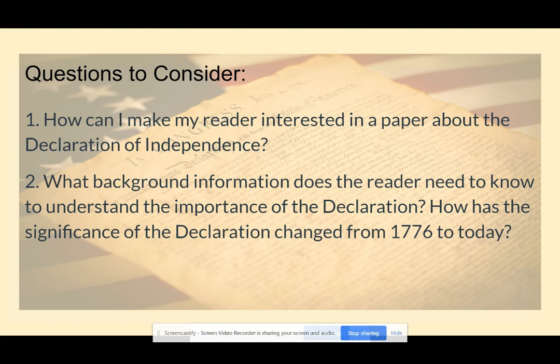Okay, so what background information does the reader need to know to understand the importance of the Declaration? What do they need to know? The purpose of it? Yes. That purpose definitely needs to be there. The fact that it was a list of the very grievances that the founders believed were the rights of humanity.